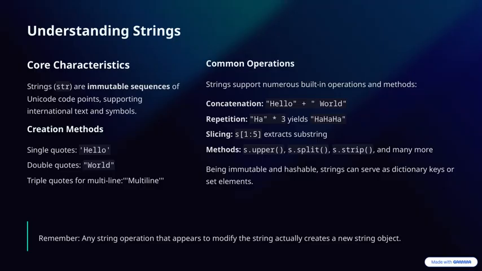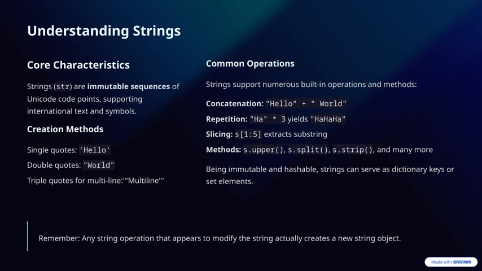Let's dive into understanding strings. Core characteristics first. Strings, or str, are immutable sequences of Unicode code points. That means once a string is created, it can't be changed. This feature allows strings to support international text and symbols seamlessly.